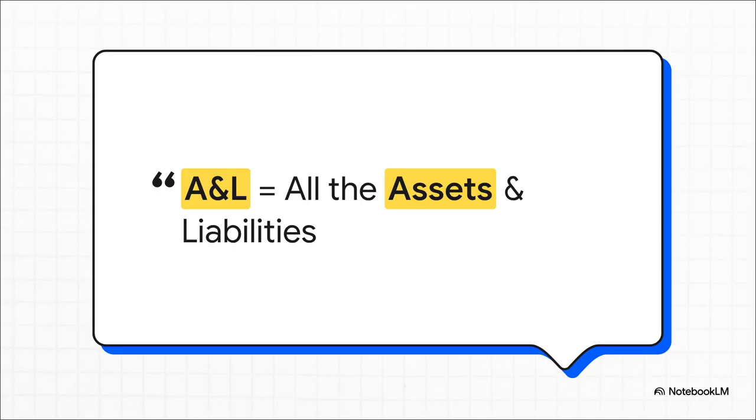And you've got to remember, this section is a huge deal. It's where the lender gets the full picture of your financial health so they can figure out stuff like your debt-to-income ratio. It's all about being completely transparent.